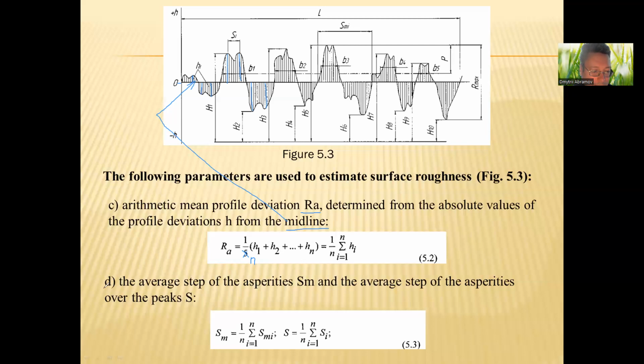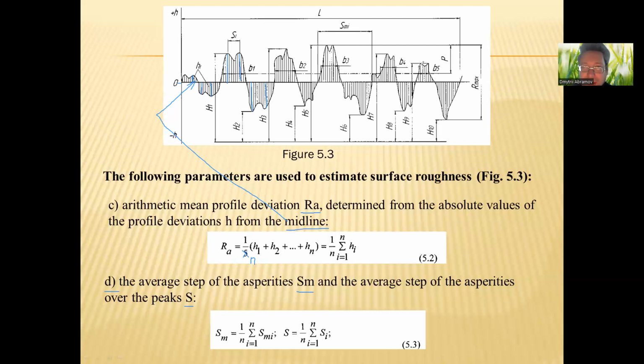Parameter D. The average step of the asperities S suffix M and the average step of the asperities over the peaks S.